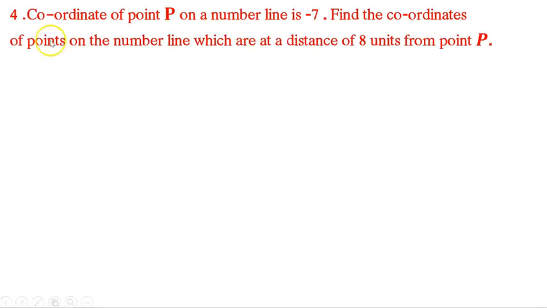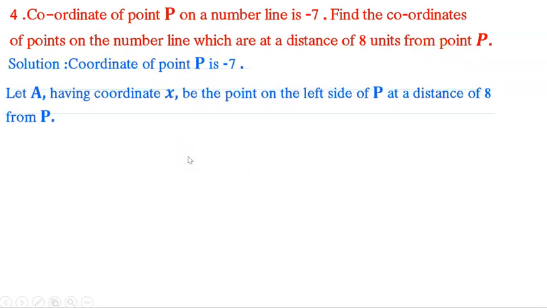Next, coordinate of point P on a number line is -7. Find the coordinates of points on the number line which are at a distance of 8 units from P. Okay. Now the coordinate of the point P is -7. Let A having the x coordinate be the point on the left side of P at a distance of 8 from P. Now here we consider the number line.